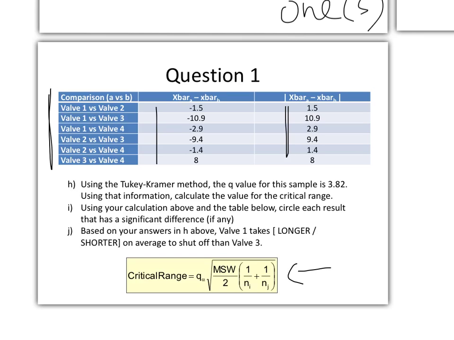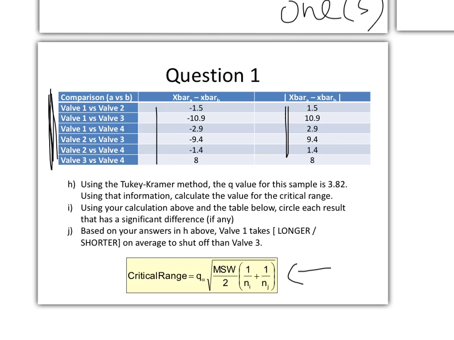All right, so first of all, what we have to do is find the critical range for this, and this is a confidence interval kind of question. So we're saying if it's going to be greater than a certain value, then we will conclude there's a difference between, in this case, valve 1 and valve 2, valve 1 and valve 3, and so on, right over here. All right, so that's kind of just setting up what we are going to be doing.